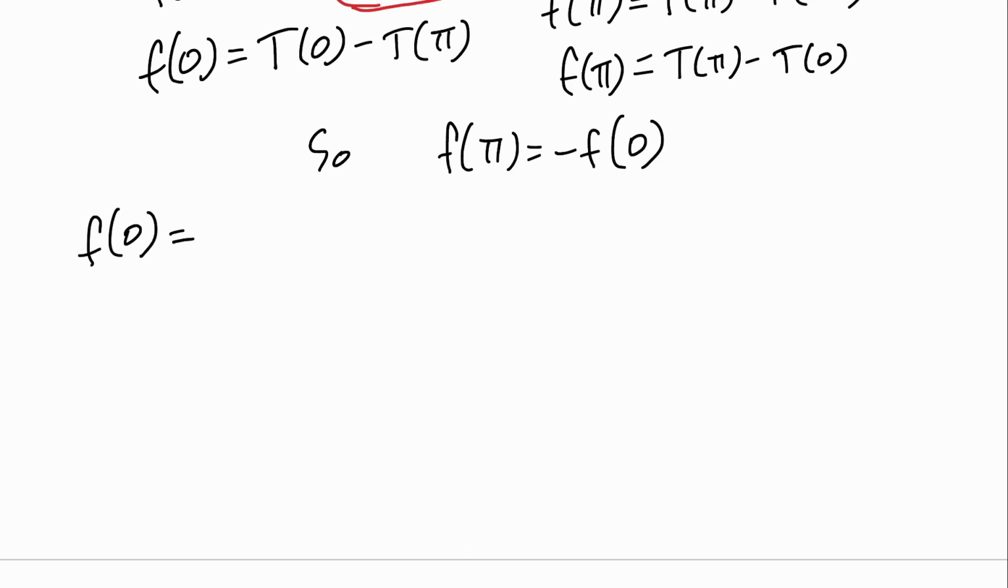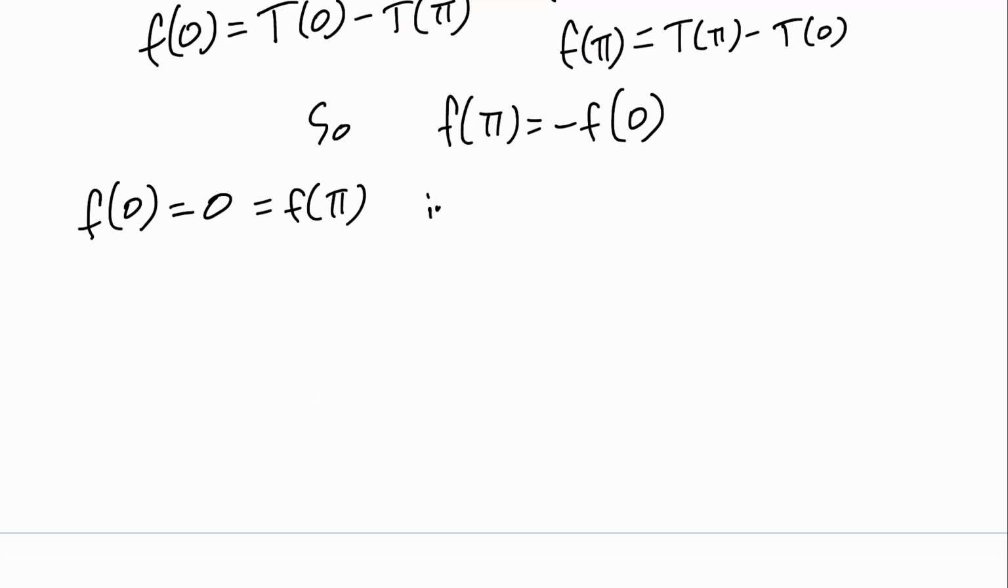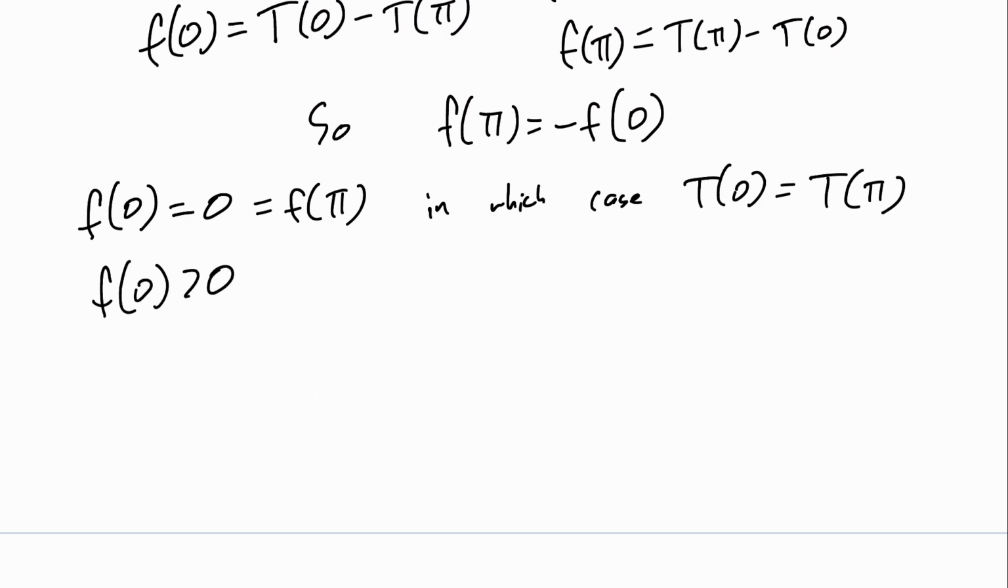Either f of 0 equals 0 equals f of pi, in which case T of 0 equals T of pi, and so that means there are points on the opposite side of the circle that have the same temperature. Or f of 0 is bigger than 0, which means that f of pi has to be less than 0, because f of pi is the negative of f of 0.